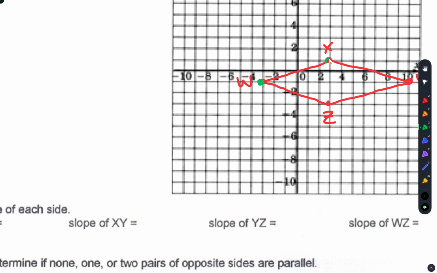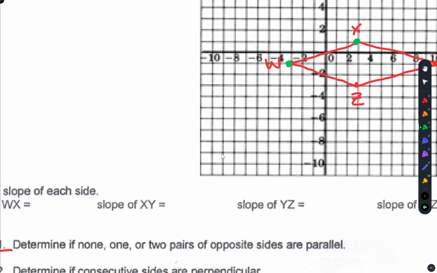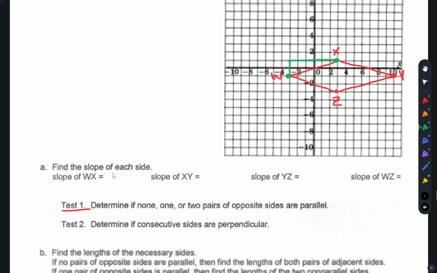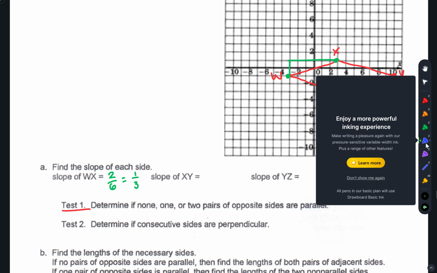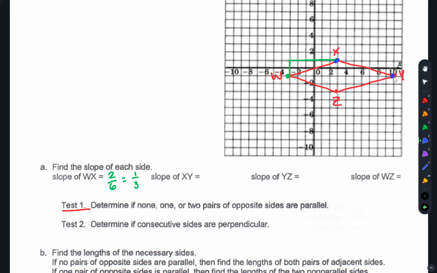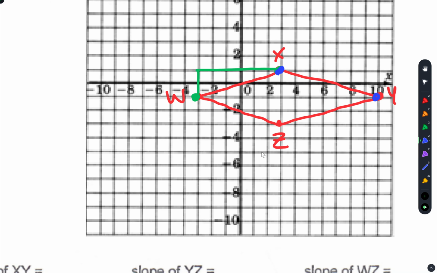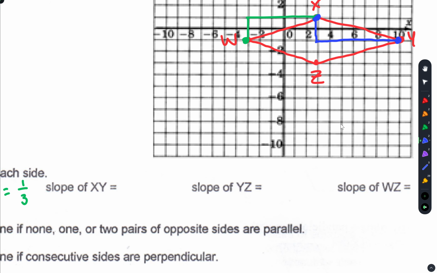We start from left to right. So the first one that I'm looking at is WX. W is on the left side. I count rise, which is up 2, run, which is over 6. That reduces to 1/3. Next, XY. I go from X to Y. X is on the left, so that's where I'm starting. I go rise, which is down 2, run, which is over 7. So this is -2/7.